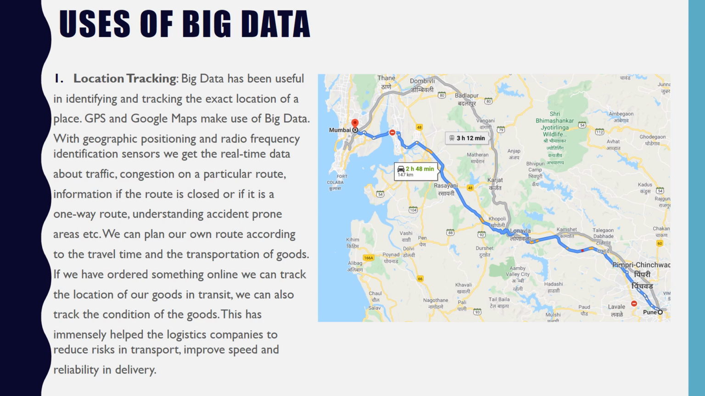If we have ordered something online, we can track the locations of our goods in transit. We can also track the condition of goods. This has immensely helped the logistics companies to reduce risk in transport, improve speed and reliability in delivery.